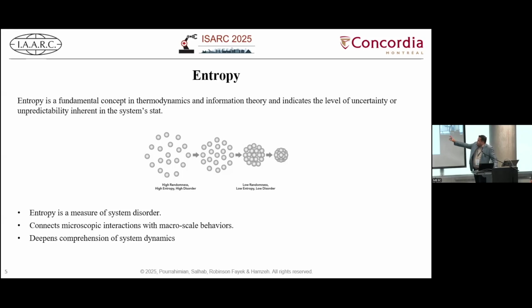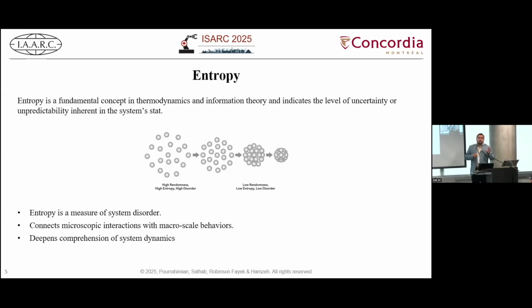As you can see, on the left side, we have a system with high randomness and high entropy, compared to the low randomness and low entropy on the right side. Entropy is a measure of the disorder of the system. And in information theory, basically, it talks about different states.